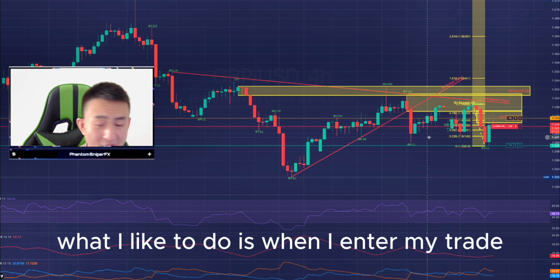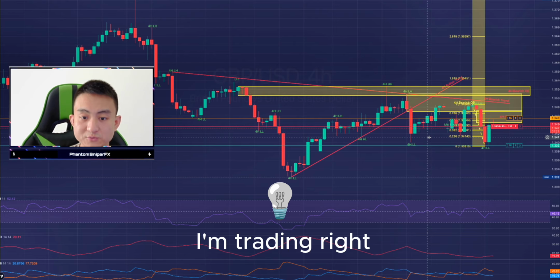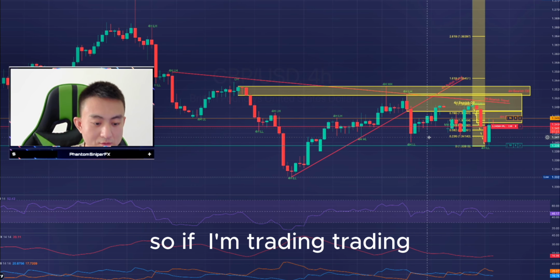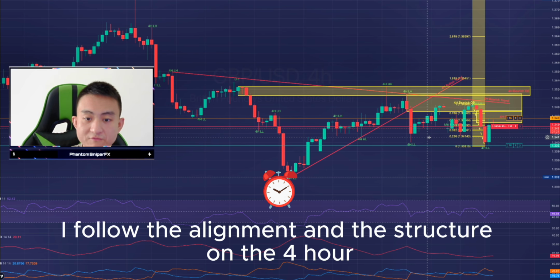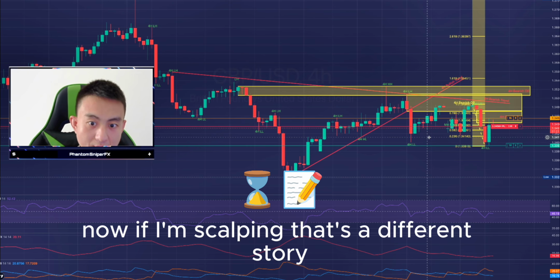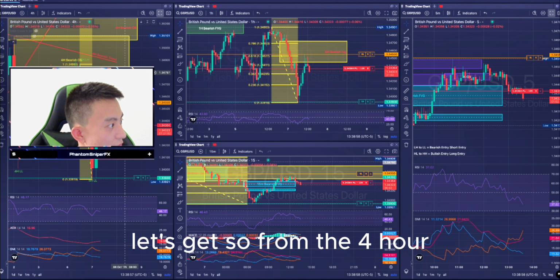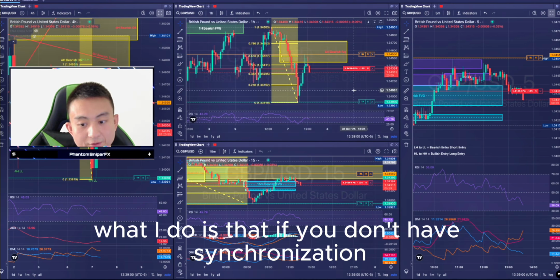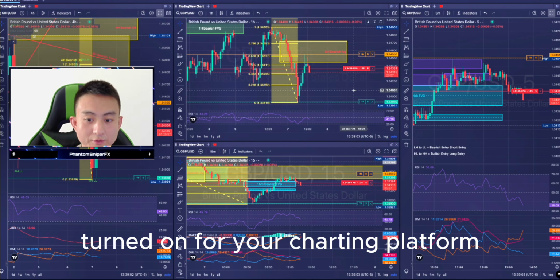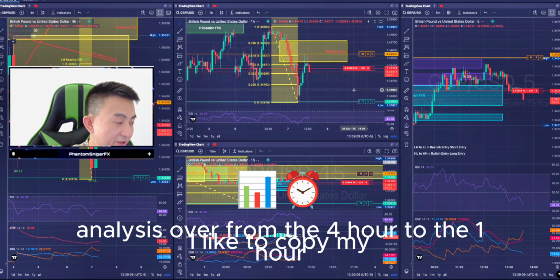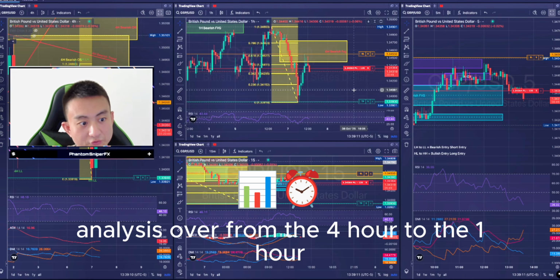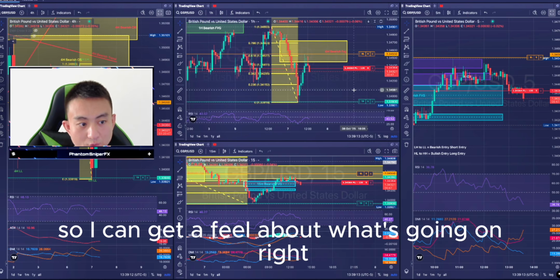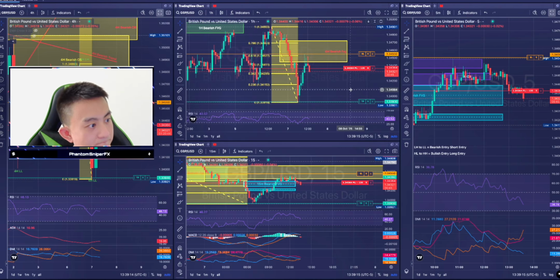So what I like to do is when I enter my trade, it depends on what I'm trading, right? If I'm trading, I follow the alignment and the structure on the 4-hour bias. Now, if I'm scalping, that's a different story. From the 4-hour, if you don't have synchronization turned on for your charting platform, I like to copy my analysis over from the 4-hour to the 1-hour so I can get a feel about what's going on, right?